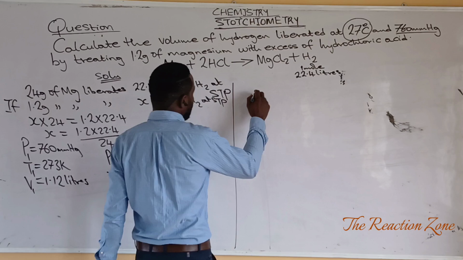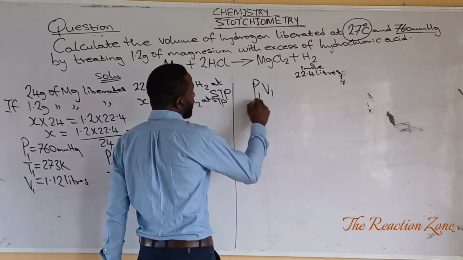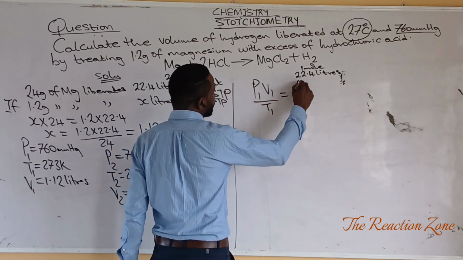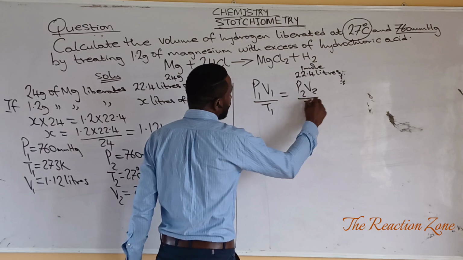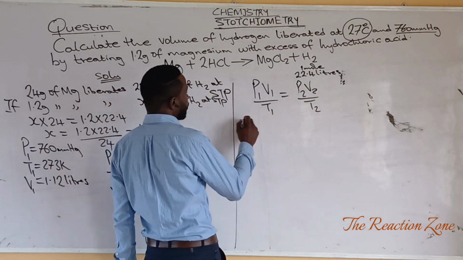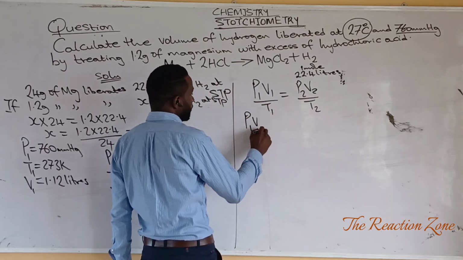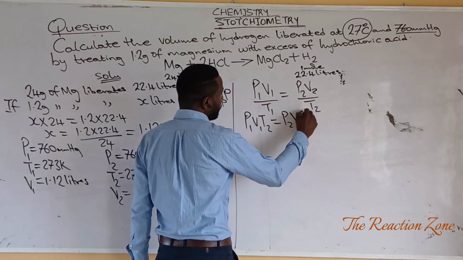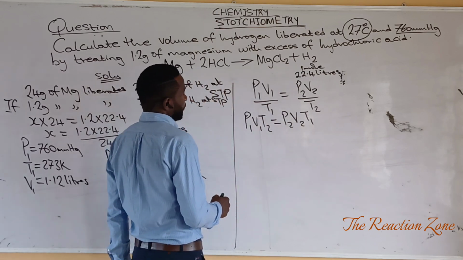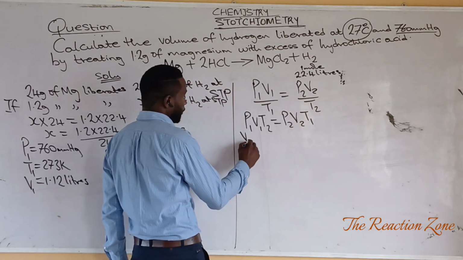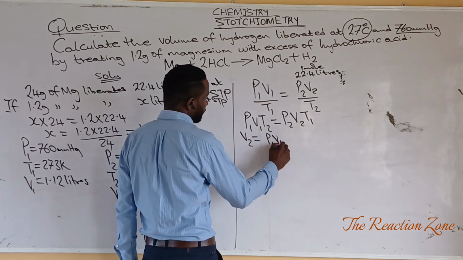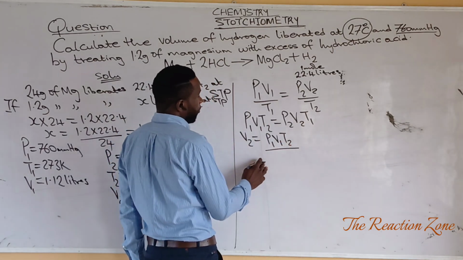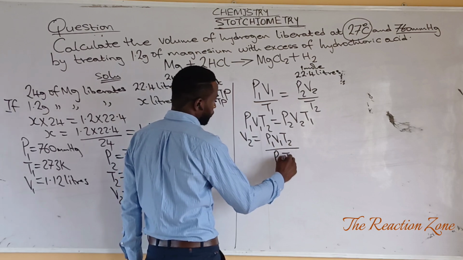So using the general gas equation, P1 V1 over T1 will be equal to P2 V2 over T2. When you cross multiply, you have P1 V1 T2 is equal to P2 V2 T1. And when you make V2 the subject, V2 will become P1 V1 T2 over P2 T1.